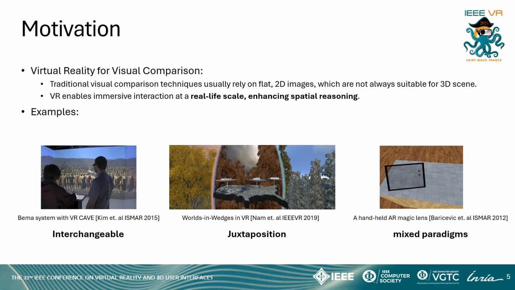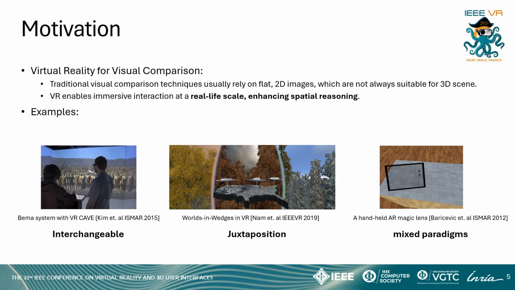Traditional visual comparison techniques usually rely on flat 2D images, which are not always suitable for 3D things. Recent work has used VR for visual comparison due to VR's immersive interaction at real-life scales. Firstly, the BIMA system used the interchangeable paradigm to present different historical periods in the VR cave. Secondly, the word-in-video system is a juxtaposition approach that supports multi-word comparison.